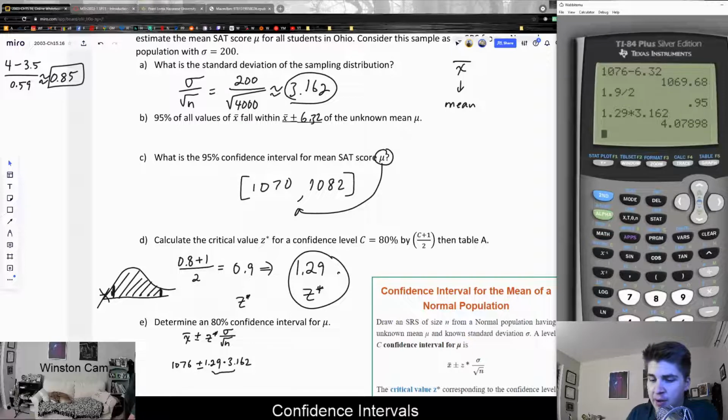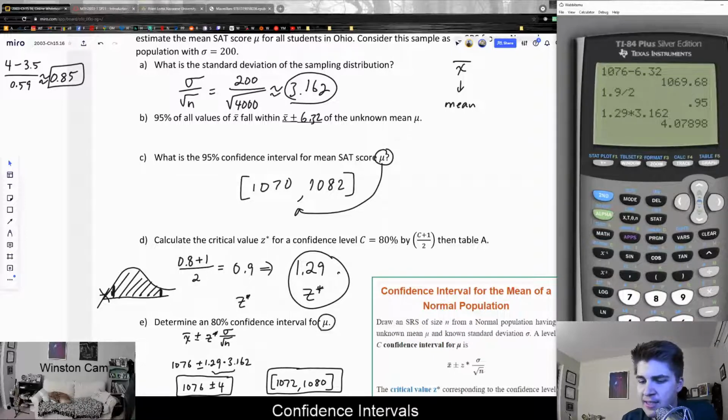And so let's just go ahead and round it off. 1076 plus or minus 4. And this would be our confidence interval. And again, you can leave it written as such, or you could write it as 1072 to 1080, right? It's the same meaning, an interval of numbers that describe where our mean is going to be.